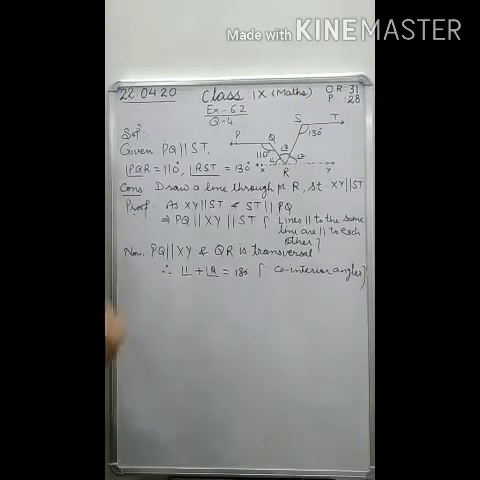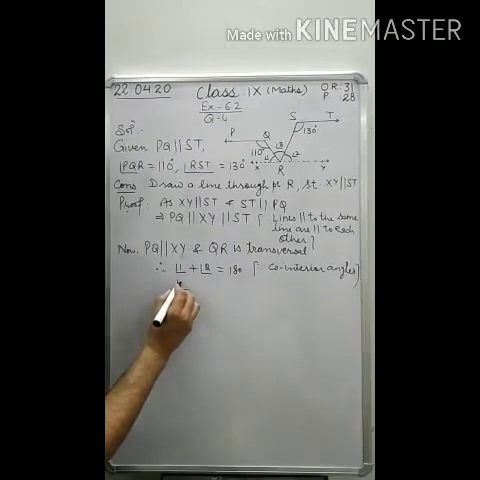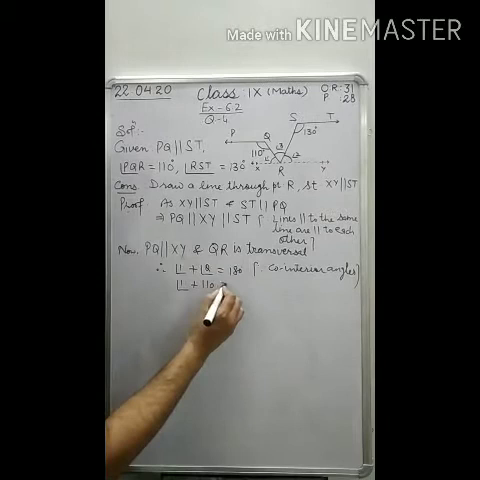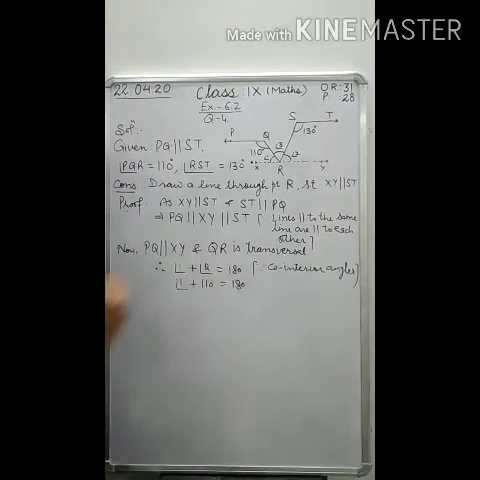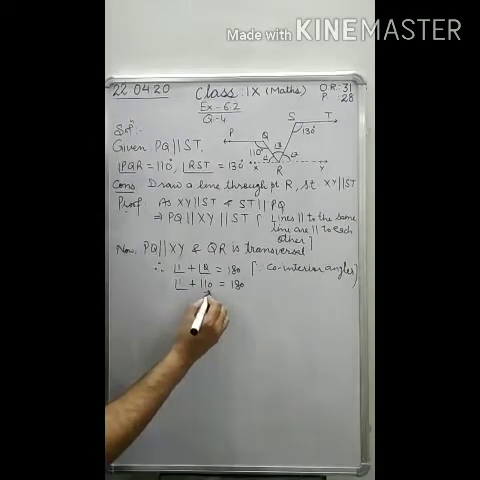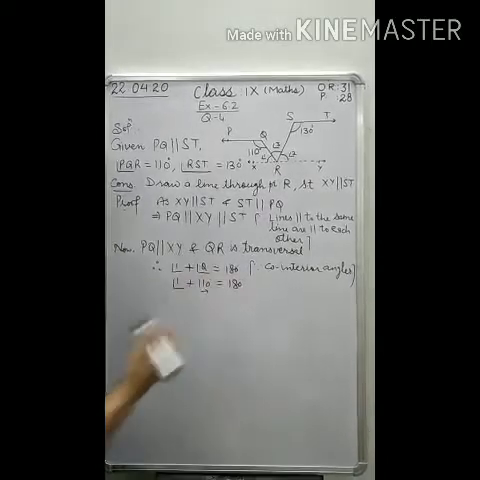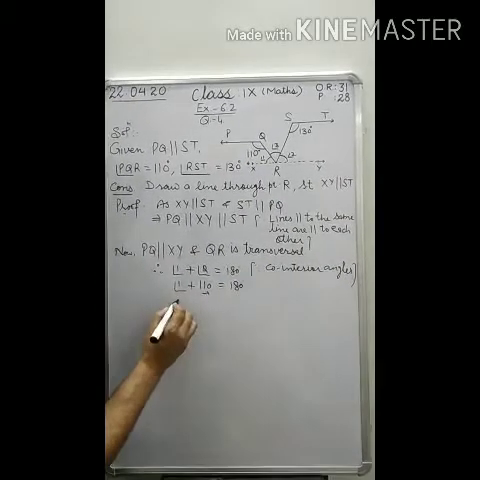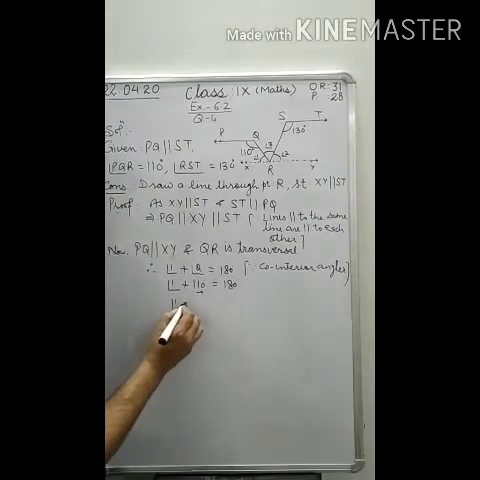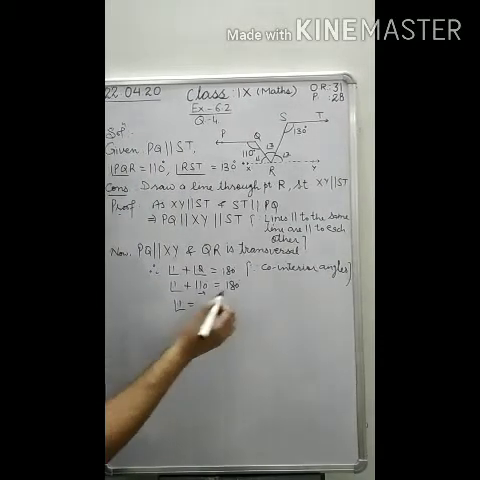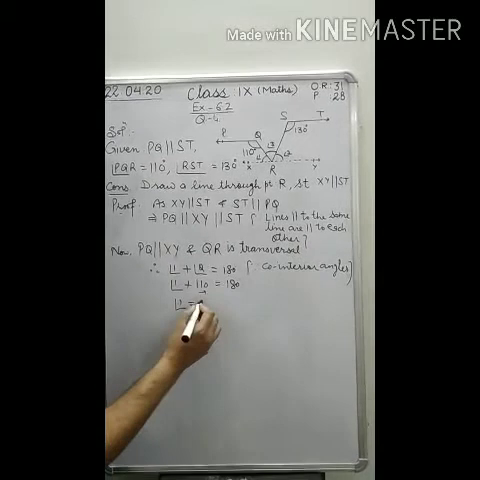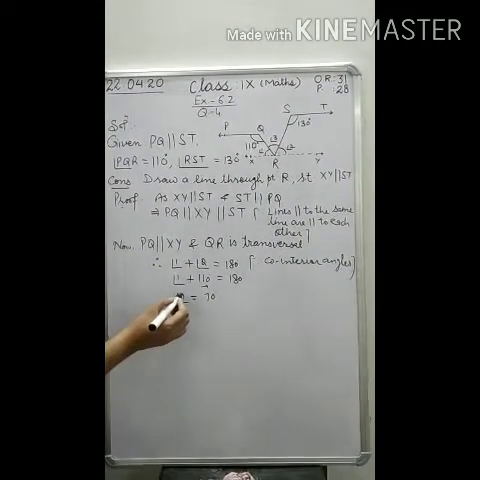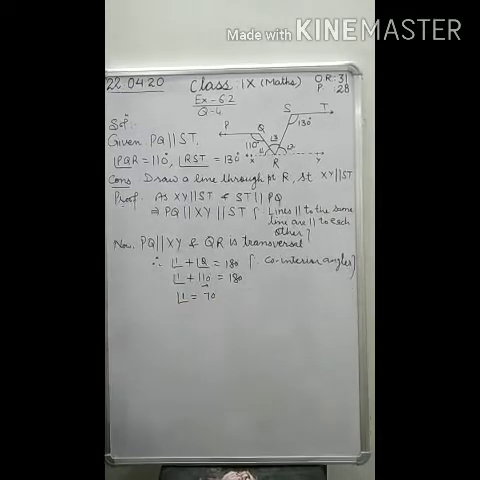Now put the values of this from here. Angle 1 plus Q, Q is of 110 degree, that is equal to 180. Now you just transpose the 110 to that side. On that side it will become negative. So angle 1 will be equal to 180 minus 110, that is equal to 70 degree. Here measure of angle 1 will be 70 degree.